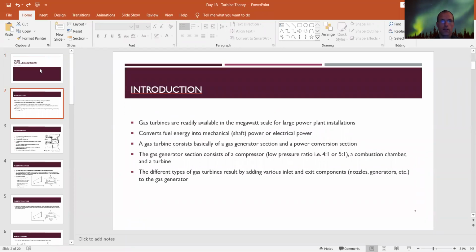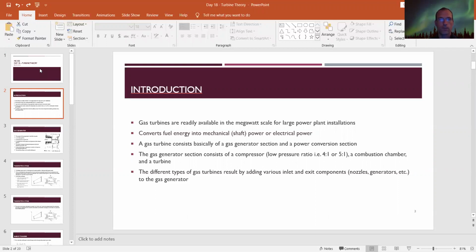First off, we have gas turbines, usually in the megawatt scale for large power plant installations, making power. These convert fuel energy into mechanical shaft power or electrical power. They basically consist of what's called a gas generator section and then a power conversion section. We're mainly going to be looking at the gas generator section today and figure out how those work. And then after that, you can add a shaft to turn whatever you want to get shaft power out of it, or some sort of power conversion at the end of it.